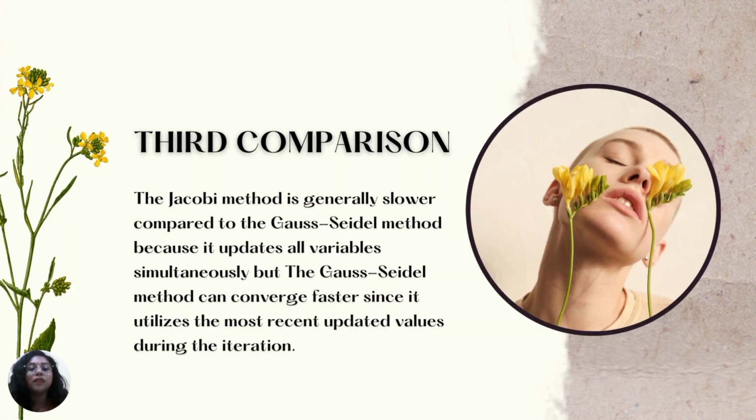The third comparison is, the Jacobi method is generally slower compared to the Gauss-Seidel method because it updates all variables simultaneously. But the Gauss-Seidel method can converge faster since it utilizes the most recently updated values during the iterations.